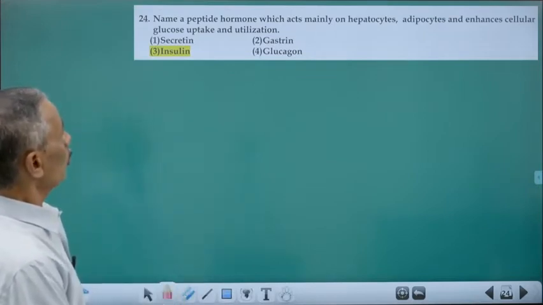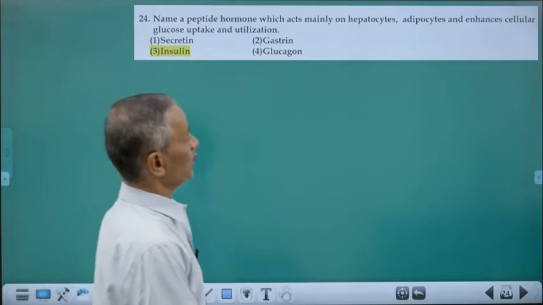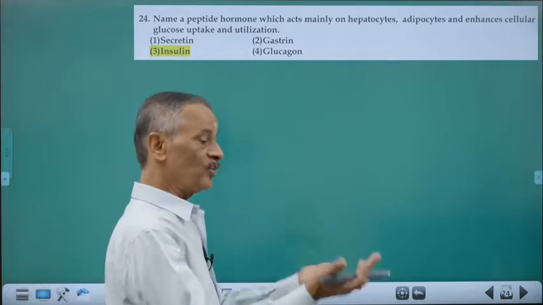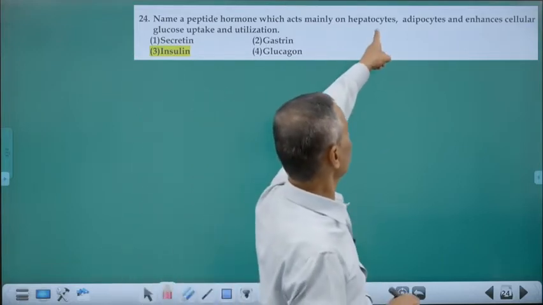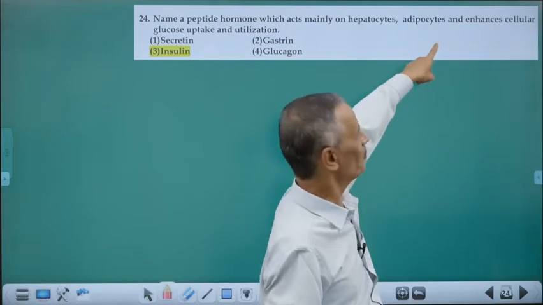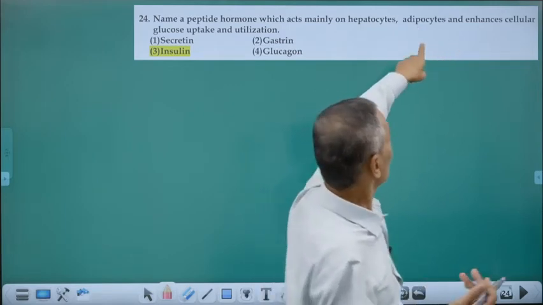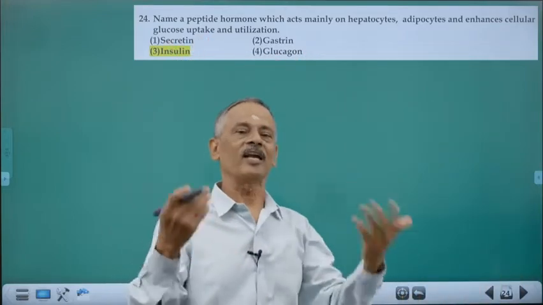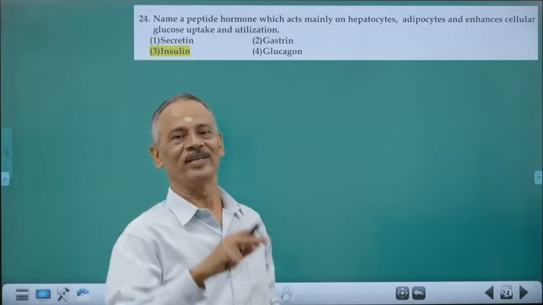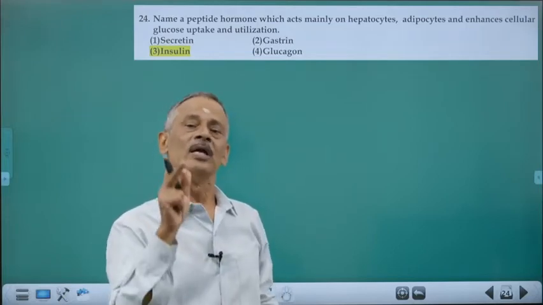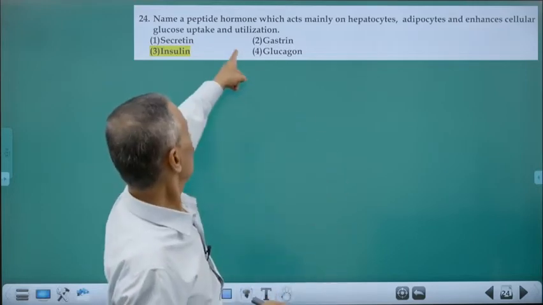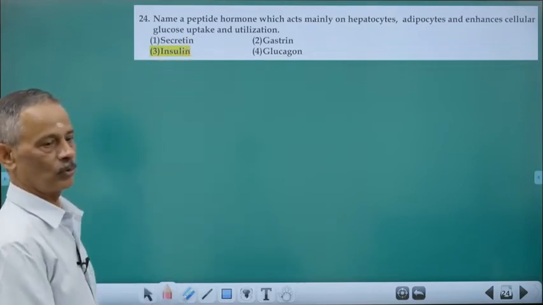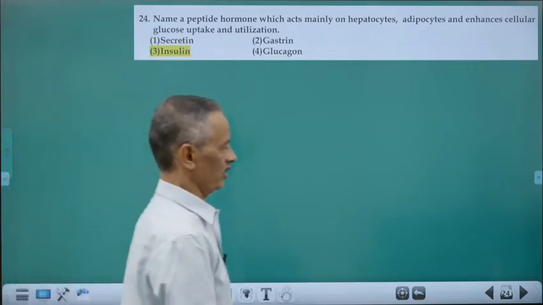Name a peptide hormone which acts mainly on hepatocytes, liver cells, adipocytes, fat storing cells. So glucose is converted and stored as glycogen in liver or as fat in adipocytes. So what is that? The clue is enhances the cellular glucose uptake. So cells can take up the glucose and produce energy. It is insulin. So insulin is a must for cells to utilize glucose. So glucose utilization is under the influence of insulin. It's a peptide hormone. 51 amino acids, like 21, 30 in alpha and beta chains.